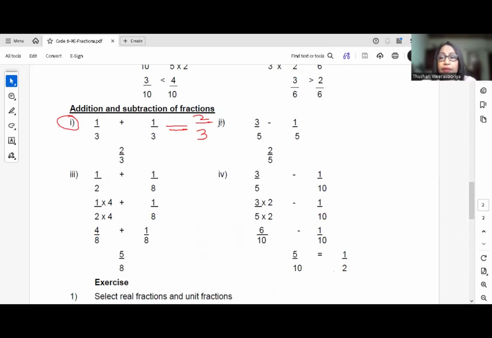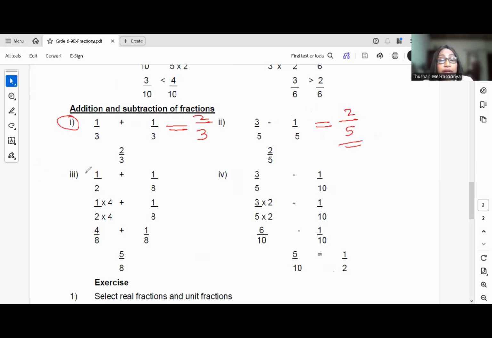The same way. Next one. Denominators are same. Then 5. Then just subtract 3 minus 1, 2. That's all. We don't add the denominators. We don't subtract the denominators. We subtract only the numerators and we add the numerators.